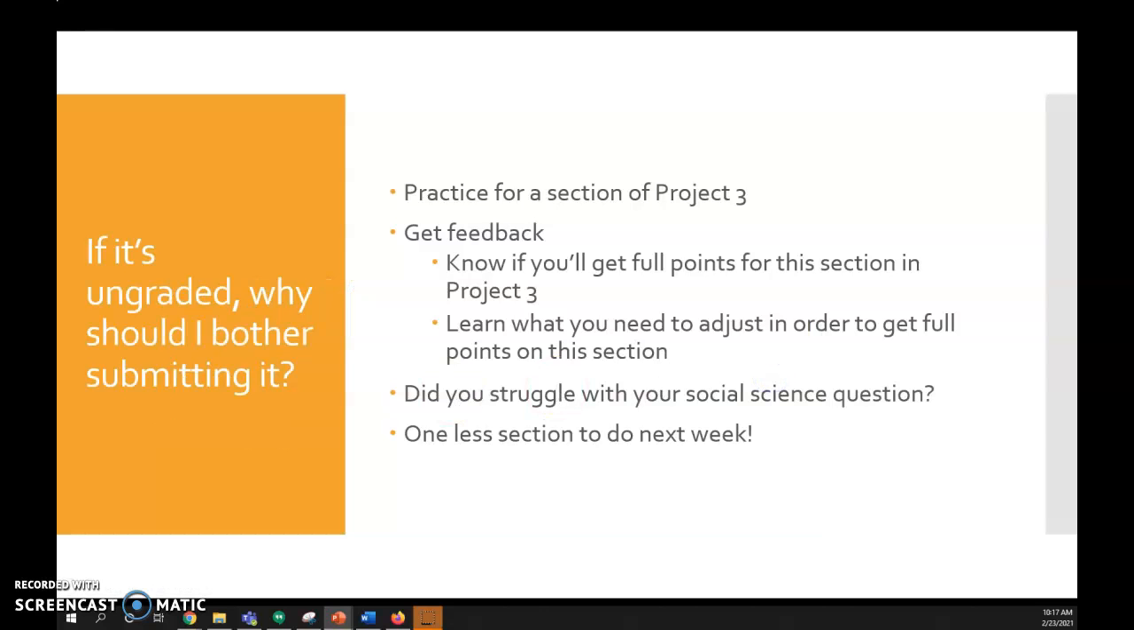So I know, if it's ungraded, why should I bother to submit the assignment? Well, I want to address all the reasons why it's important to do this assignment first before we get into the assignment. So the feedback that I give you on this assignment will let you know if you will earn exemplary and full points for the section, or if you'll need to make some changes in order to get full points. So submitting this now means you have a stronger chance of getting full points on this section in your final draft if you use the feedback that you receive.